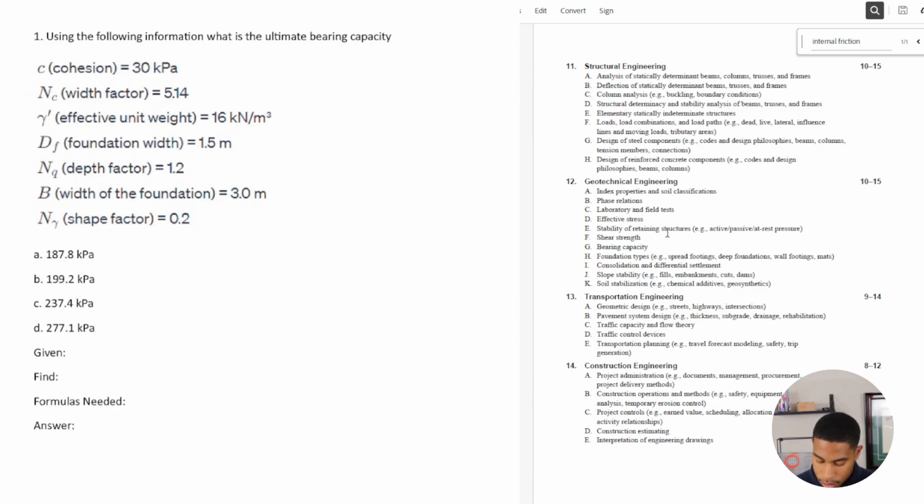All right, so you've got cohesion to be 30 kilopascals. We got a width factor. We have effective unit weight. We have foundation width, which is equal to 1 meter. We have a depth factor, which is equal to 1.2. We have the width of the foundation, which is 3 meters, and we have the shape factor, which is equal to 0.2. All right. So what information do they give us? They give us all values shown up above.